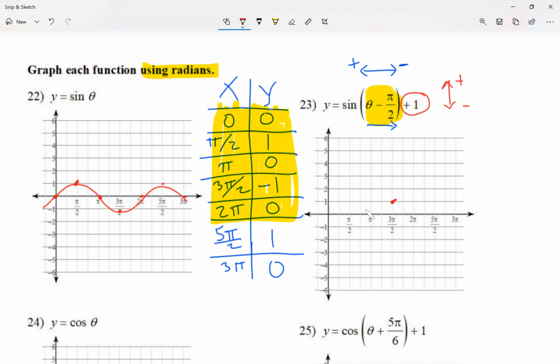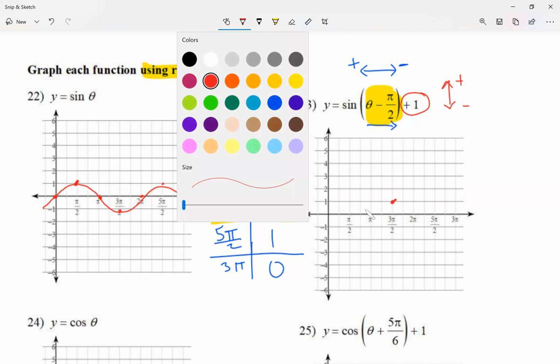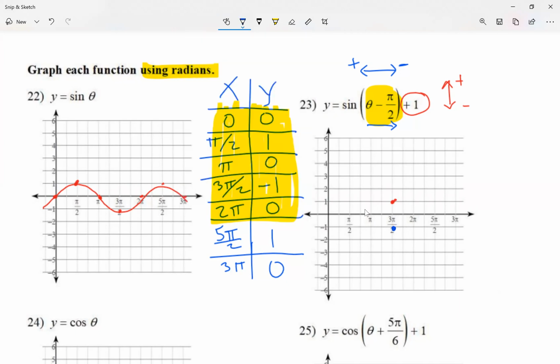Originally, I have a point 3 pi over 2, negative 1. As a matter of fact, let me do that in blue so we can follow this point along. Again, this point, I got it from just sine, okay? So I'm going to be using this figure. So originally, the point is 3 pi over 2, and then negative 1. And again, I'm moving to the right pi over 2 spaces and 1 up. So it's going to be here.